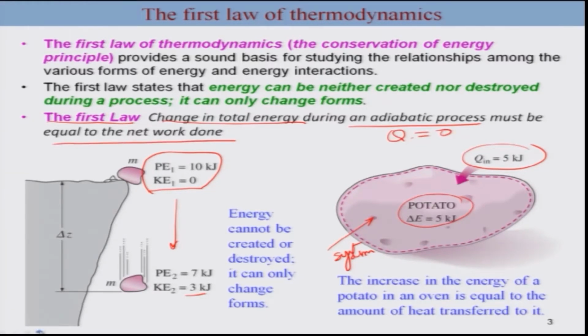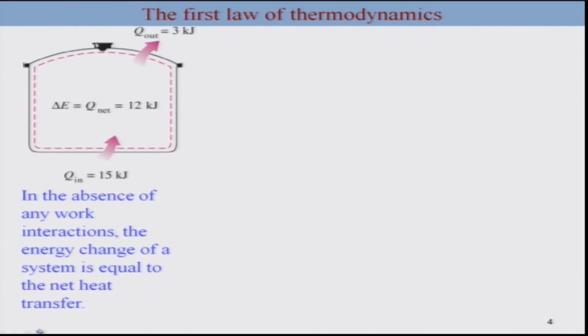Now let us take a couple more examples. This could be a reactor, for example, or a container, anything you can consider. The dashed line again represents the system. Here heat provided to the system is 15 kilojoule. There is a heat loss transferred to the surrounding, which is 3 kilojoule. Thus your delta E, which is the net change in the energy, is simply Q net, which is nothing but 15, Q in minus Q out.